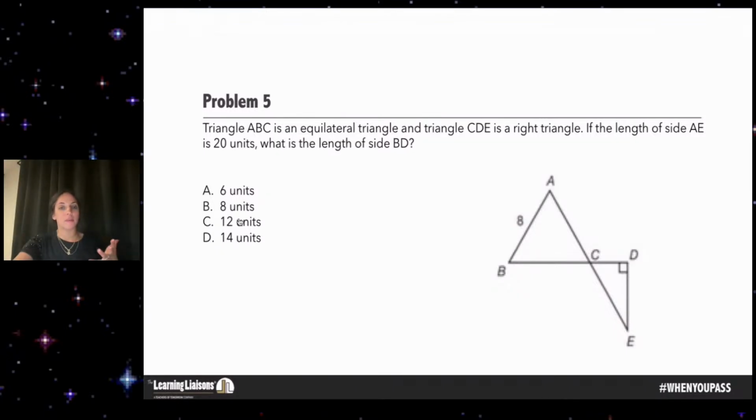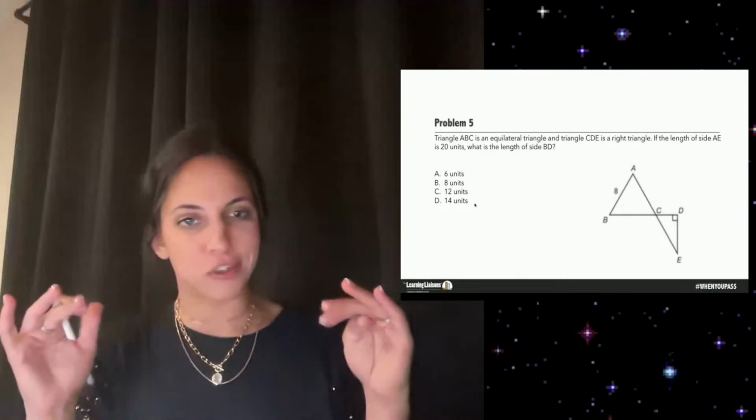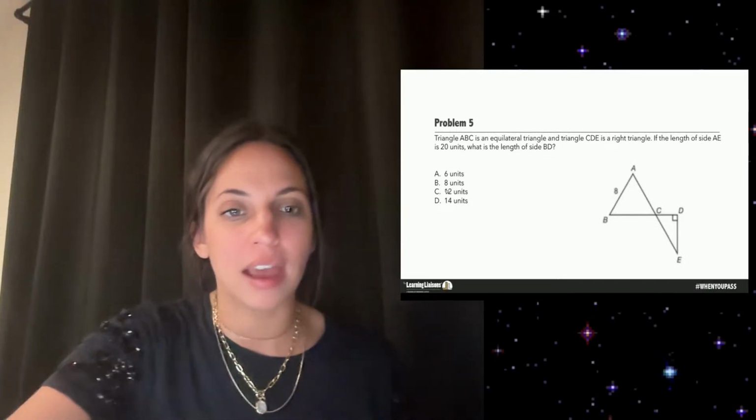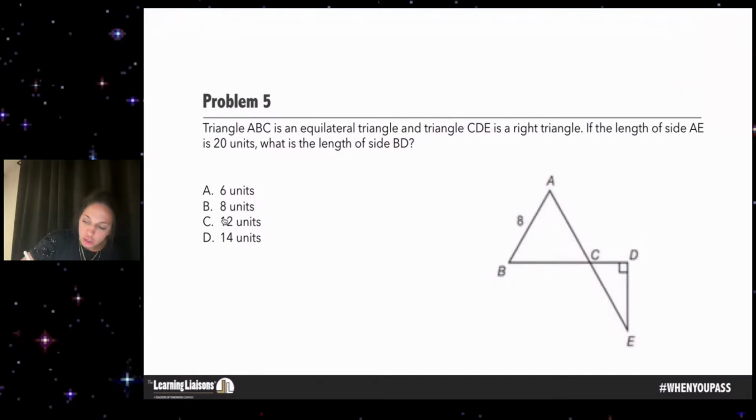Anytime I have geometry, I'm always going to label my picture. So I'm going to go ahead and do that right now. So the length of side AE, sorry, I keep saying AD, AE is 20. And what is the length of side BD? So we're looking for this. Well, what did they give us?